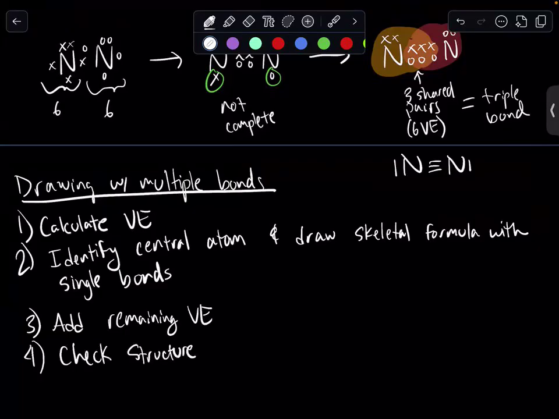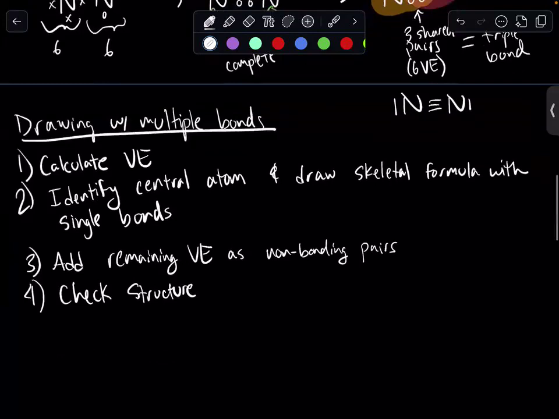So this is all the same. And step 3 is add remaining valence electrons as non-bonding pairs. So it's exactly the same, except step 4 has a second part. When you check your structure this time, you're going to notice there are non-complete octets.